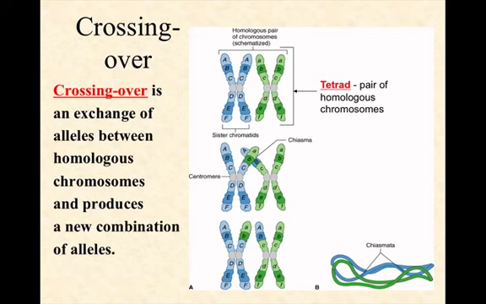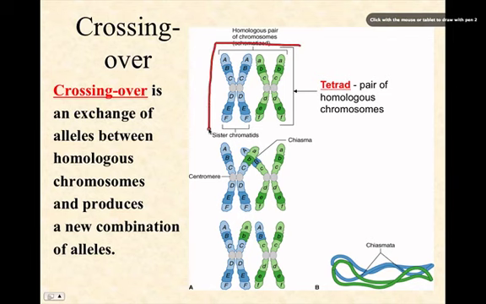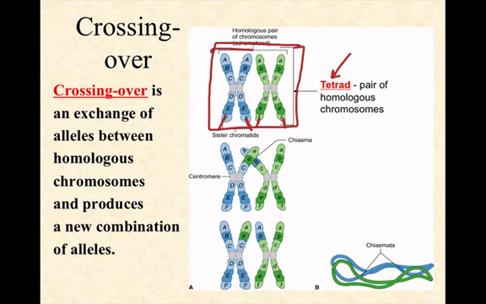Crossing over is an exchange of alleles between homologous chromosomes and produces a new combination of alleles. Now what you're going to notice here is this is a homologous pair of chromosomes. A tetrad is another term for these homologous pairs. Each of these is a chromatid. And these 2 that belong to one chromosome are sister chromatids. And the centromere is what connects the sister chromatids together.